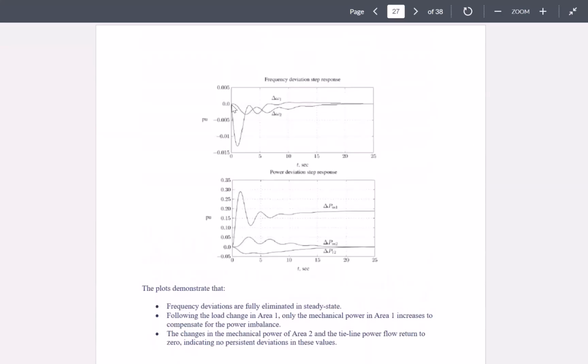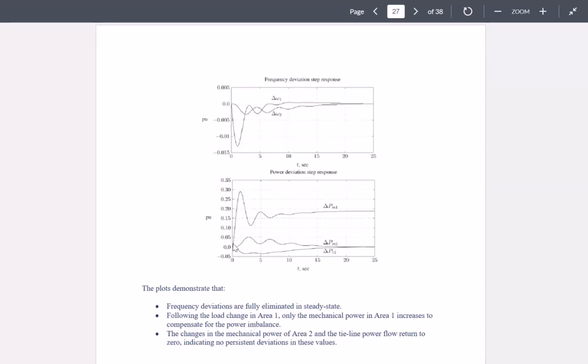So there is some transition in delta omegas, but they both go back to 0. There is a transition in delta PM2, but it goes back to 0. There is a transition in delta P12, but it goes back to 0.